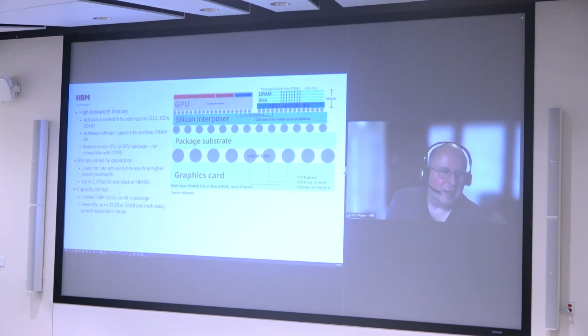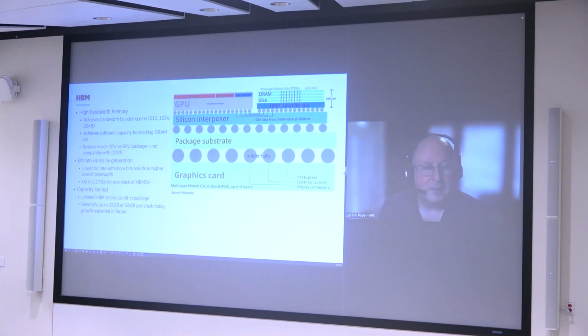So the bit rate on HBM varies by generation, and believe it or not, some generations of HBM run at a slower bit rate, but they get higher bandwidth by going to a higher number of pins at the lower bit rate. So over the life cycle, HBM started out with 512 bits, it's gone to 1024, and 2048 is coming in the future.